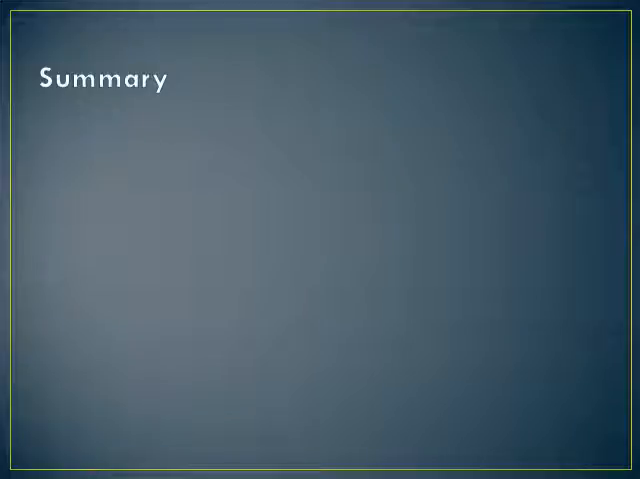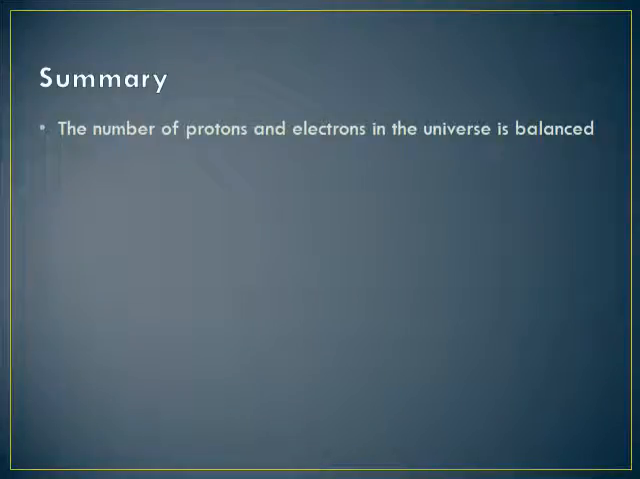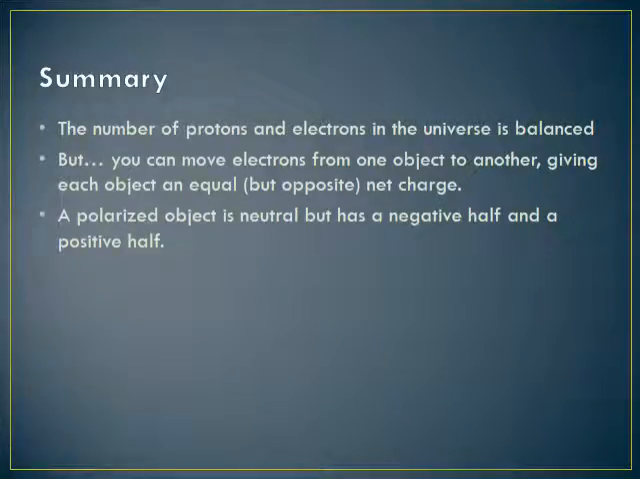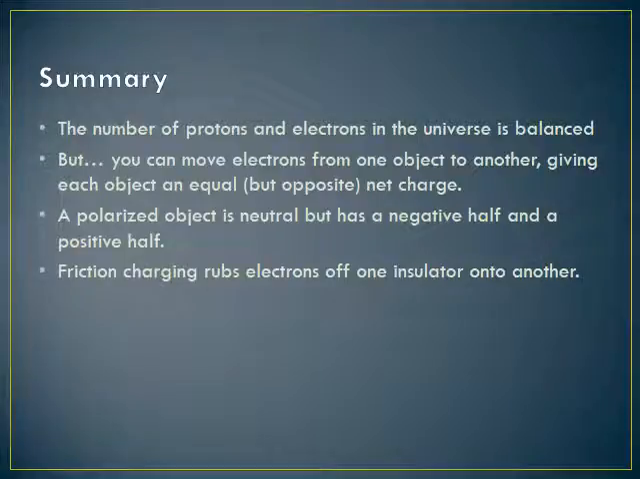All right, we made it. Quick summary of what we covered in this lecture. The number of protons and electrons in the universe is balanced, but you can move electrons from one object to another. And what that does is it gives each object an equal but opposite net charge. Polarized objects are neutral, but they have a negative half and a positive half, and they can experience force as well. There are 3 kinds of charging.